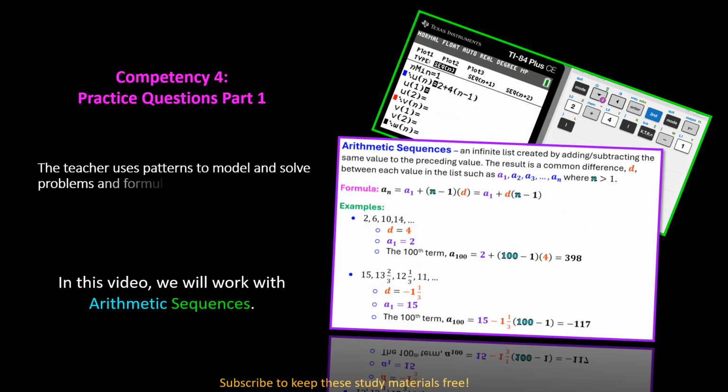Welcome to part 1 of Competency 4. In this competency, the teacher uses patterns to model and solve problems and formulate conjectures. This competency is part of Domain 2 still and is 33% of your test. In this video, we will work with arithmetic sequences.